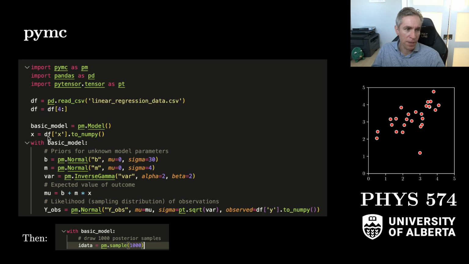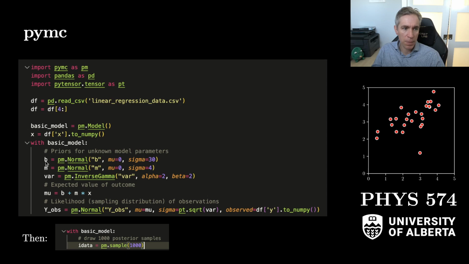So we create a basic model, and then we're going to say there's some x data, which is the data frame x to NumPy. So it basically makes the linear regression data into a NumPy array of x. And then, using this context of the basic model, with the basic model as context, let's lay down our model parameters.